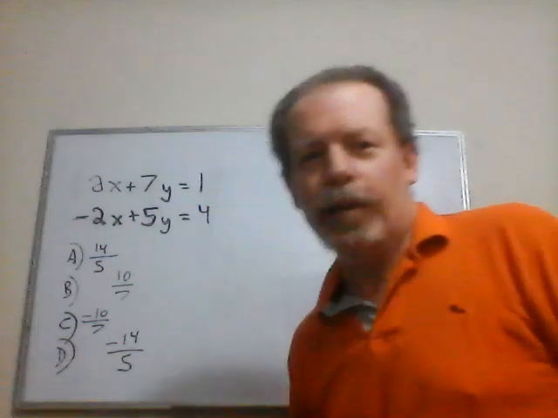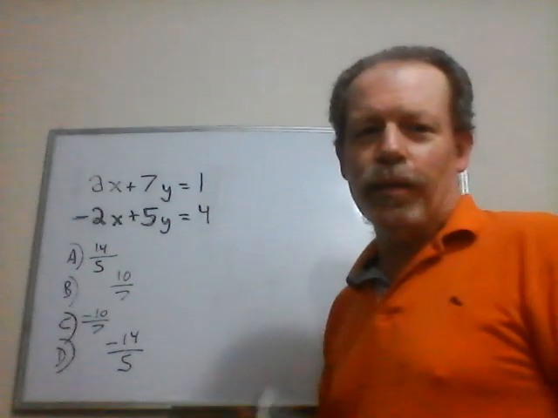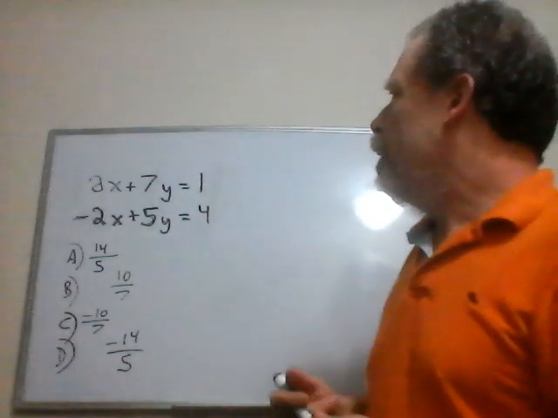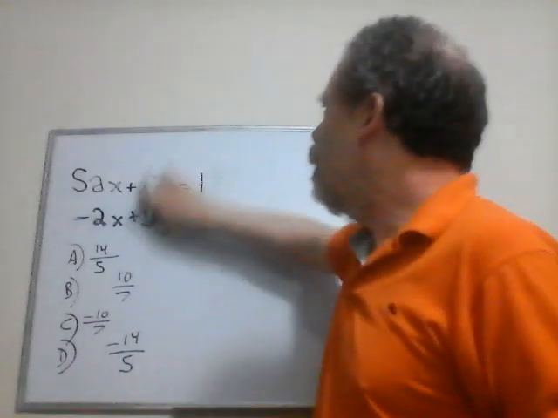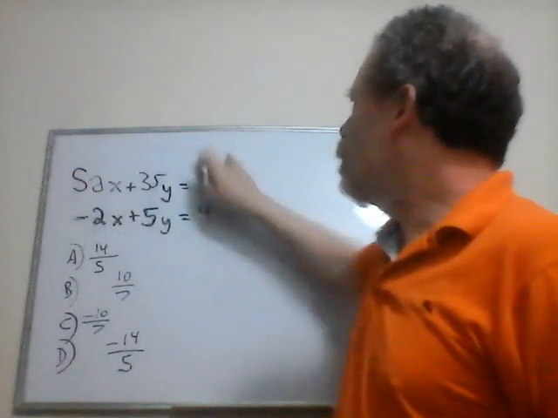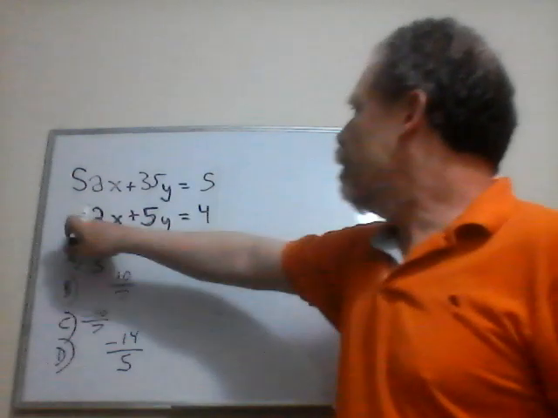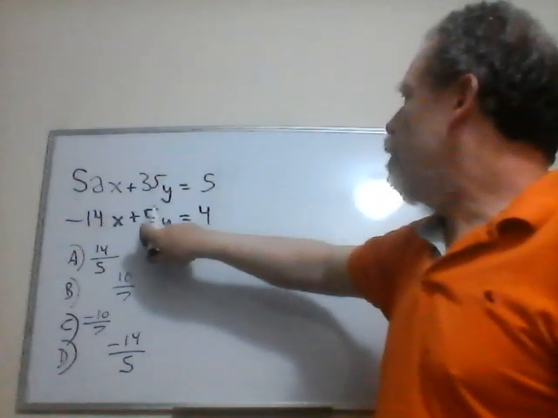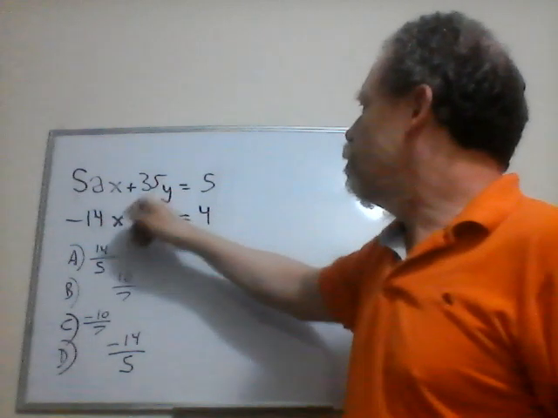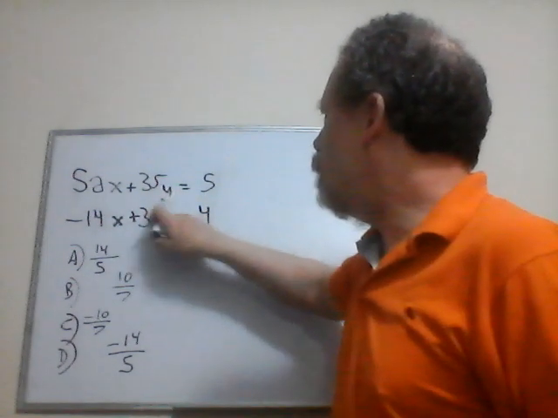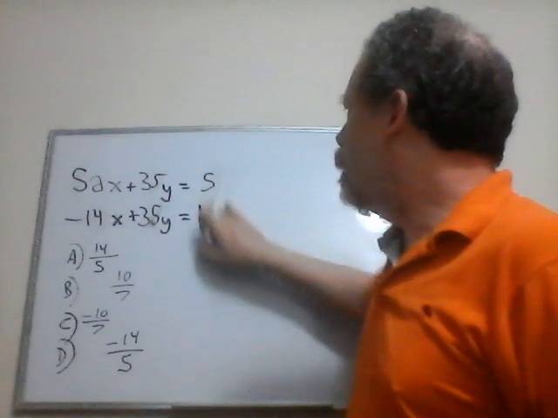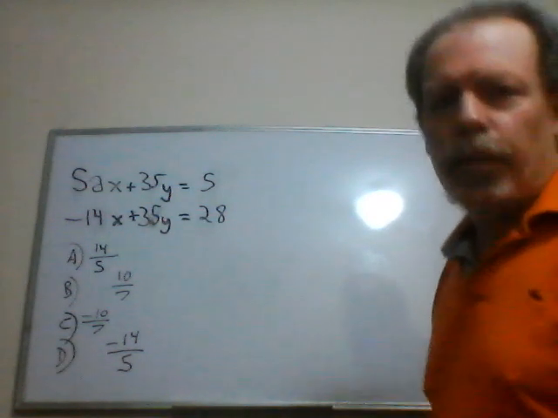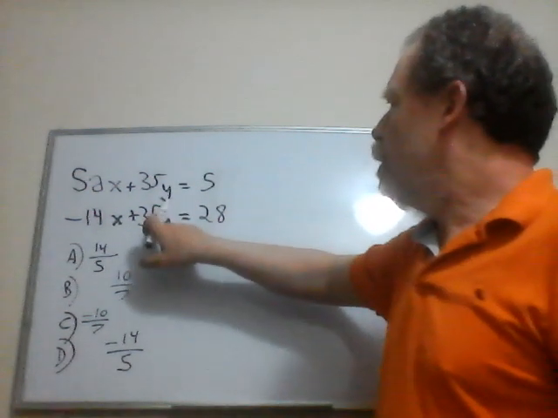You may not like making things bigger in order to get rid of them, but sometimes that's the best solution. And I'll show you in this case especially why it's a good solution. You want the y's gone. So you're going to make this 5ax. We've got 35y. This is going to become 5. From there, this is going to become minus 14x. Okay? And that becomes 35y. And that becomes 28. And what I'm going to do is subtract the lower equation from the upper equation.